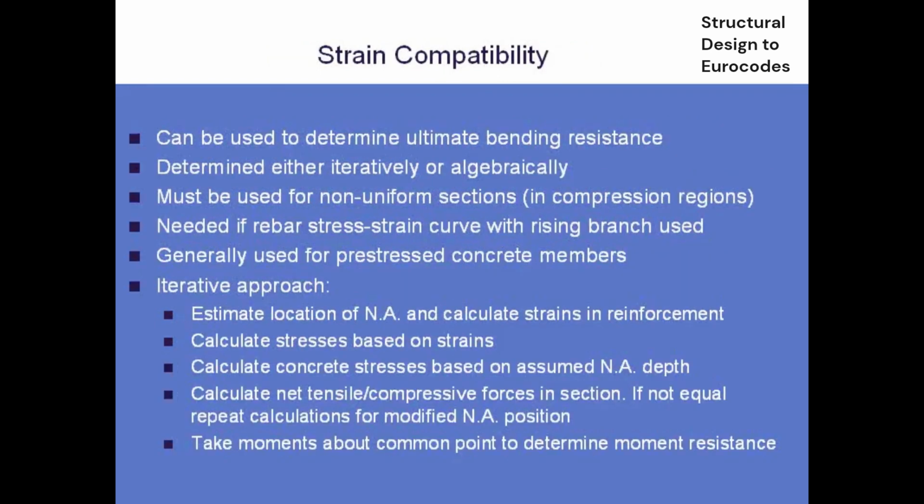I don't want to go into any detail on this because I think it lacks practicality, because the reality is that we will be using the computer rather than trying to do strain compatibility by hand. But all this slide is really saying is, if you haven't got a computer and you're not going to use one of the simple formulae that I'm going to put up in a minute, then that's what you've got to do: an iterative procedure that will locate the neutral axis, check the forces in the steel and the concrete match, and if they don't, go round and round again.